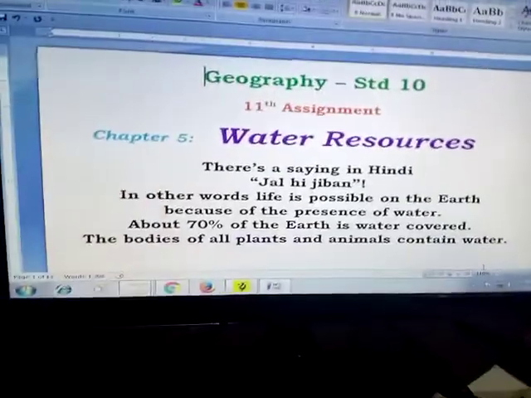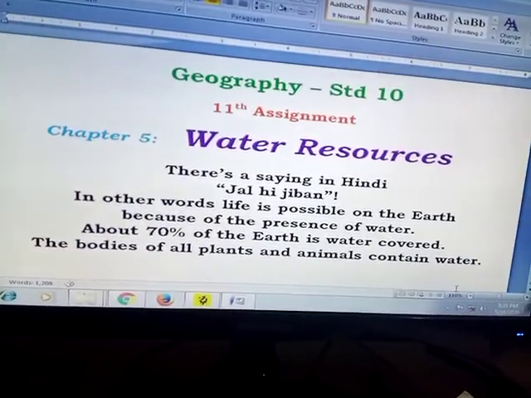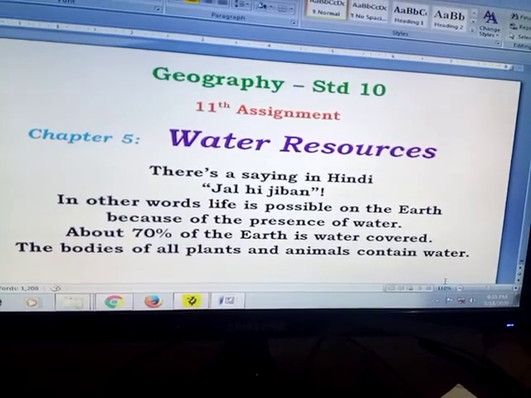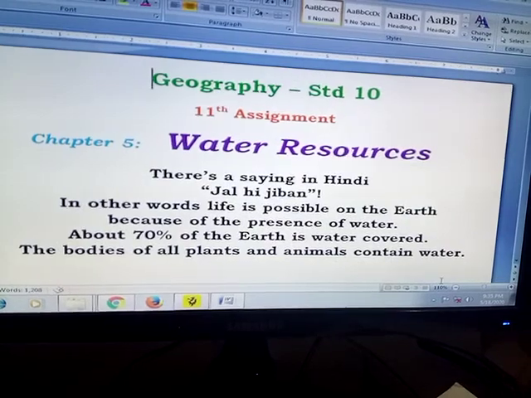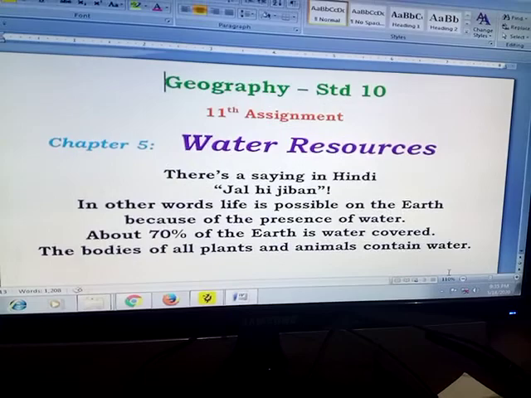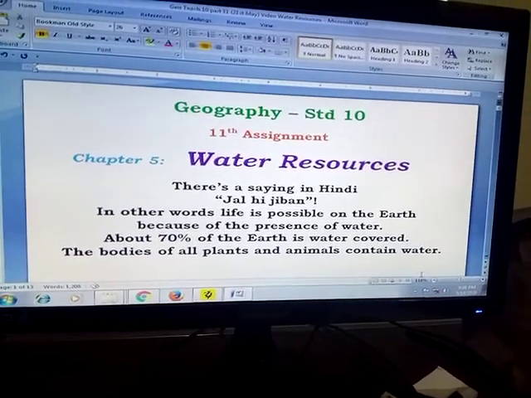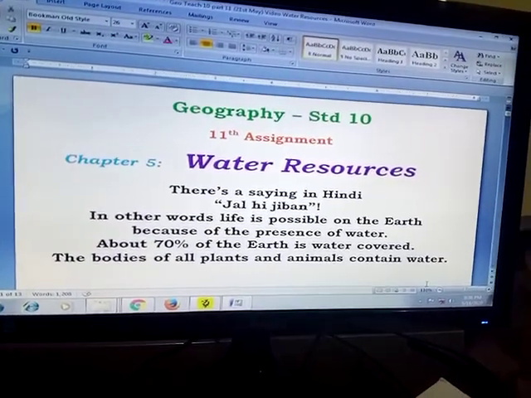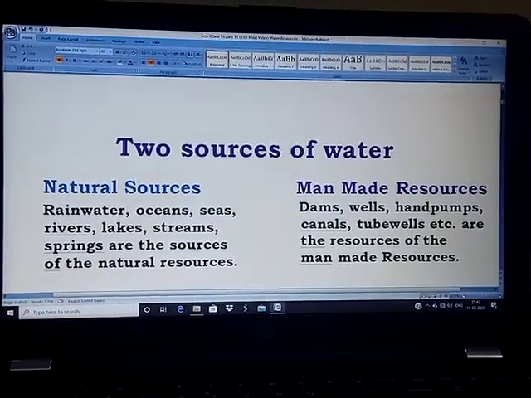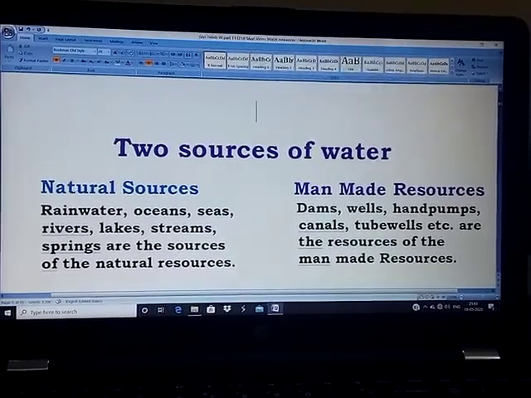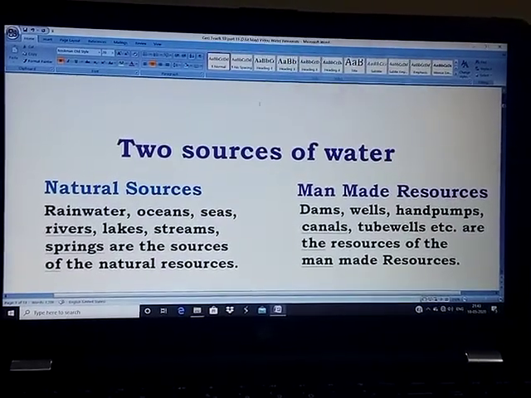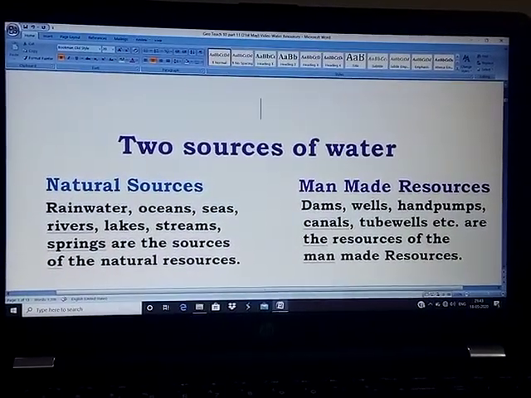There is a saying in Hindi, Jal hi Jeevan. In other words, life is possible on earth because of the presence of water. We are all aware that about 70% of the earth is water covered. All the bodies, plants, animals, human beings contain water. So water is essential for our life, for the life on earth, for plants, animals, human beings as well.